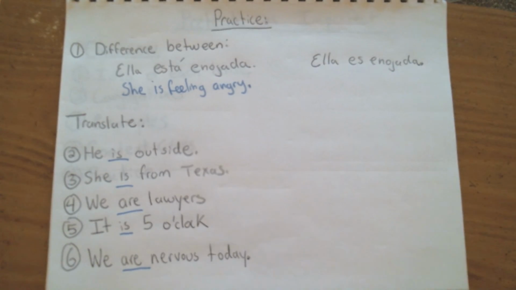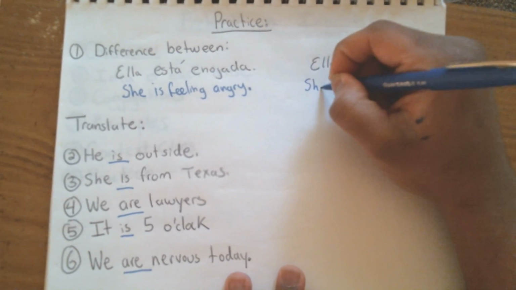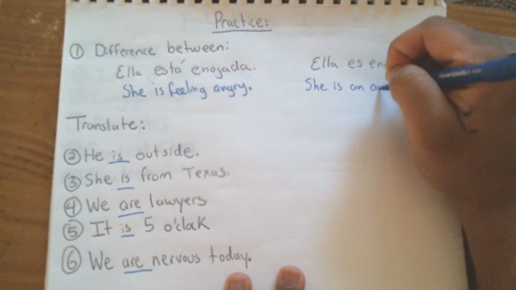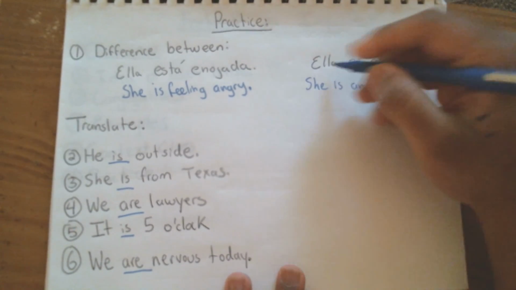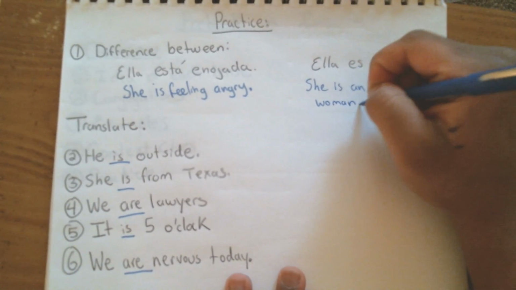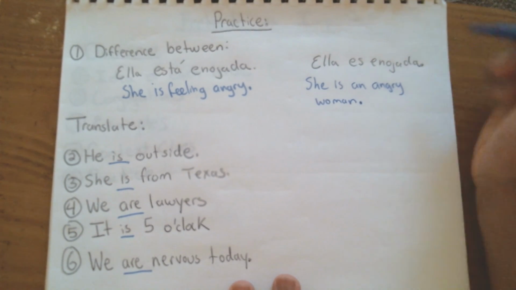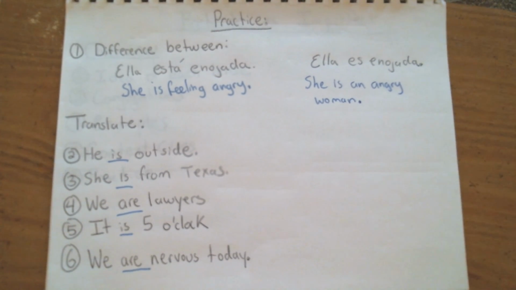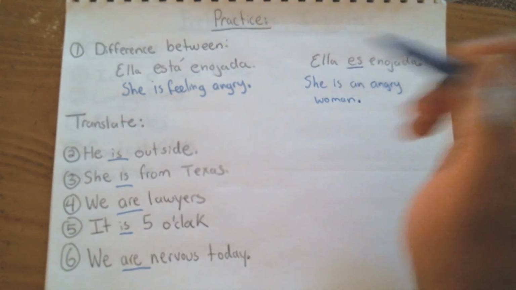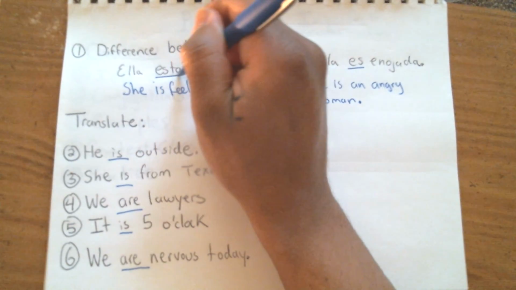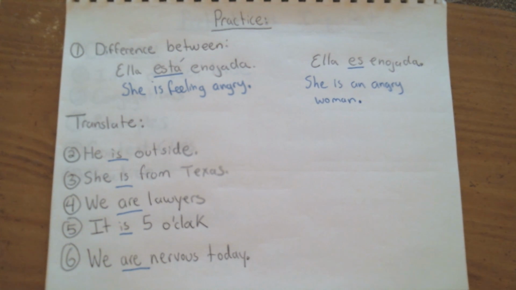Whereas ella es enojada, using the permanent verb there, means it's a personality trait. So this is like literally saying she is an angry, okay? And because we use she is an angry woman, all right? If it was él es enojado, it would be he is an angry man. Or if it's ellos son enojados, they are angry people, okay? But notice how because we have the permanent verb, we're talking about their personality, whereas the temporary verb only talks about their mood. So that is the difference between these two statements. You want to be careful which form of ser you use there.